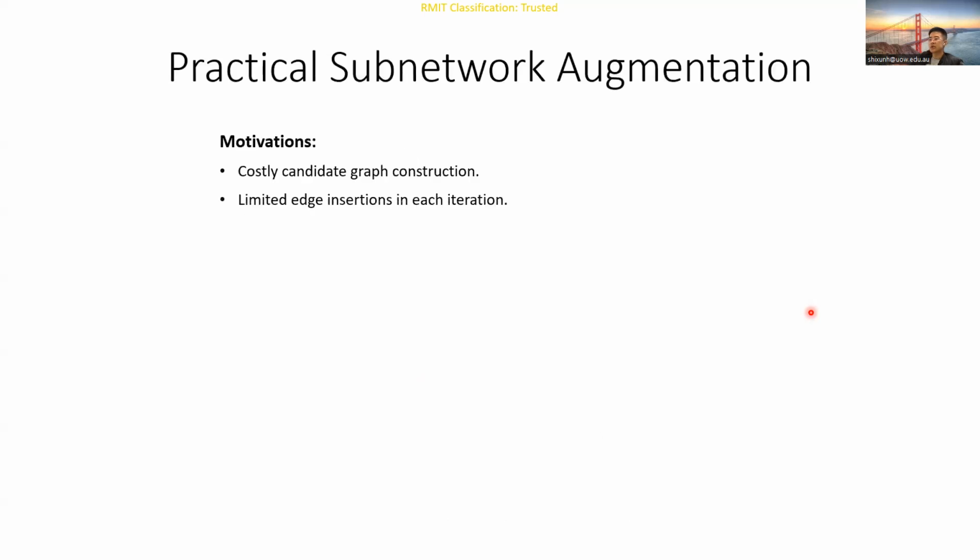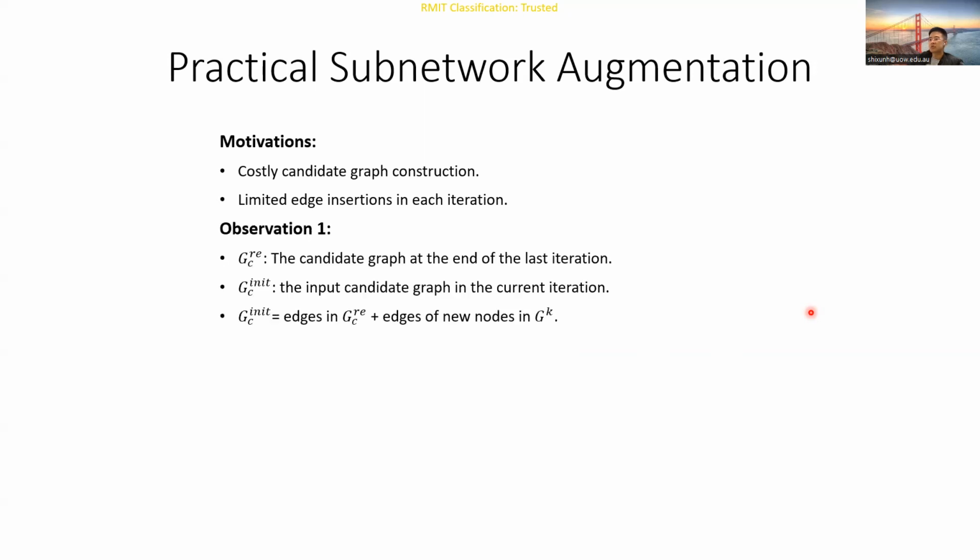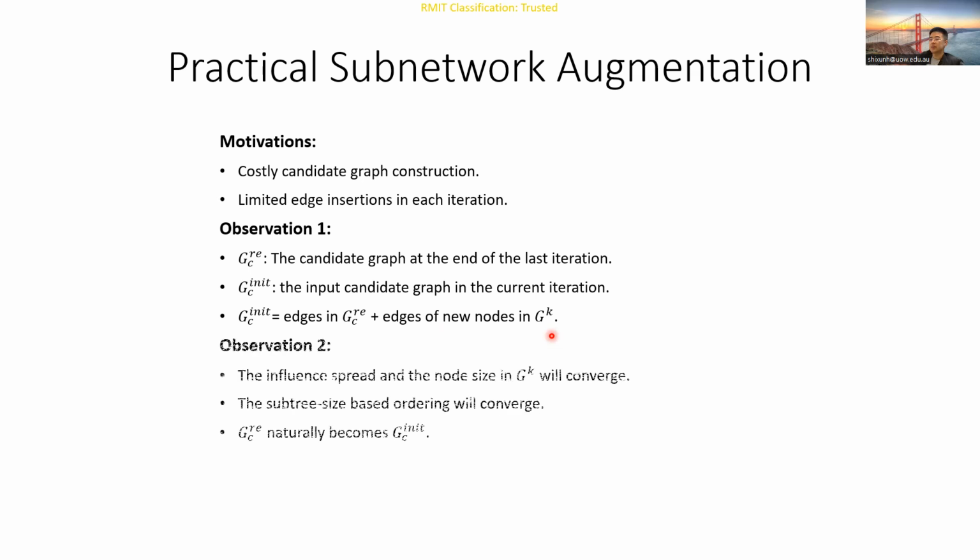And about the augmentation, we find out that the previous one is very expensive because we need to construct the candidate graph in each iteration, and we also insert very limited edges in each iteration. So to improve the efficiency, we have several observations. The first one is that the candidate path at the current iteration just introduced some new edges upon the previous candidate path. So we just need some incremental update.